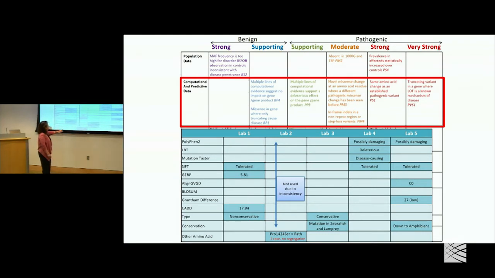All the labs said this does not meet the criteria, which we defined as all computational algorithms used indicate the variant has an effect. So largely this was not useful.